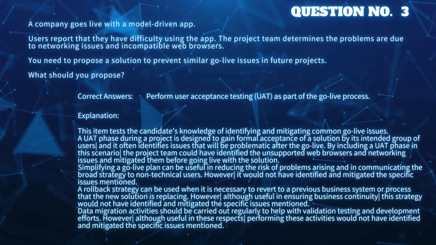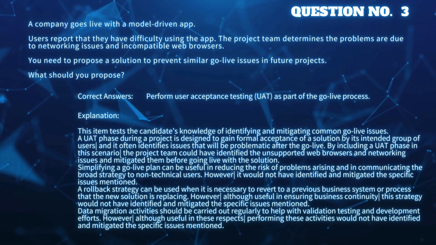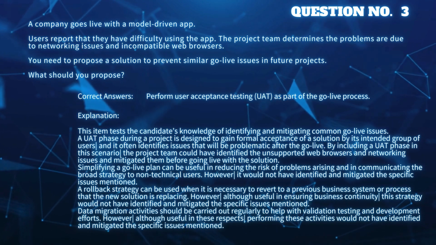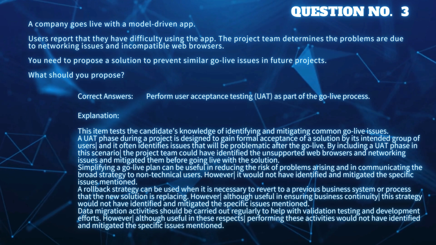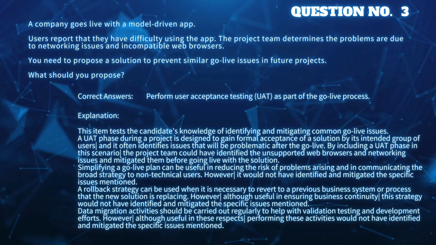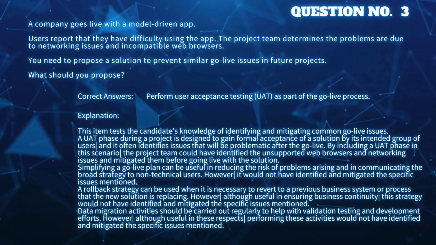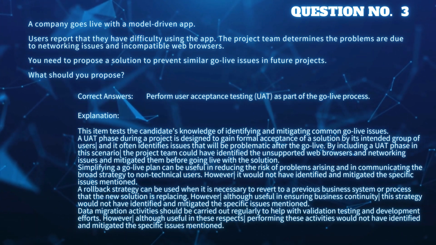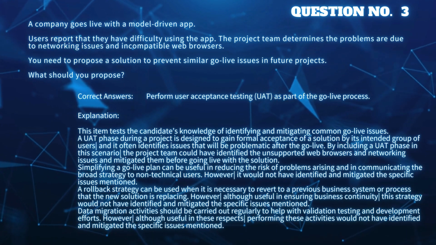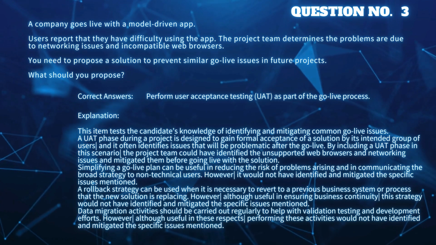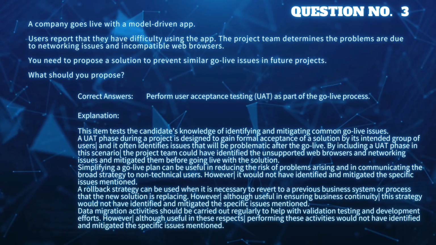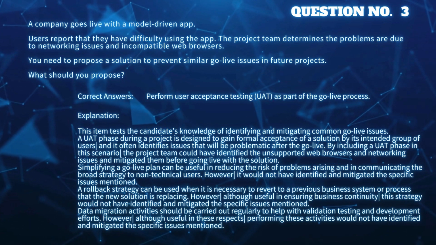Correct answer: perform user acceptance testing, UAT, as part of the Go-Live process. Explanation: this item tests the candidate's knowledge of identifying and mitigating common Go-Live issues. A UAT phase during a project is designed to gain formal acceptance of a solution by its intended group of users, and it often identifies issues that will be problematic after the Go-Live. By including a UAT phase in this scenario, the project team could have identified the unsupported web browsers and networking issues and mitigated them before going live with the solution.